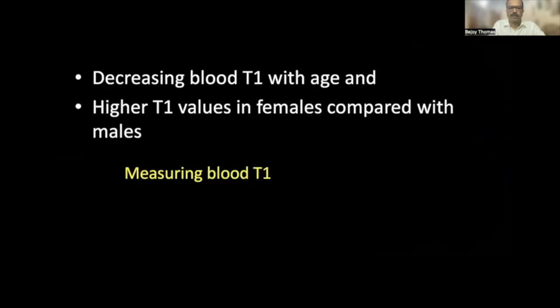So this is what is happening: decreasing blood T1 with age, and higher T1 values in females compared to males. All these measurements are very important. Measuring blood T1 is very important when you are running a research sequence. It's not really important when you are running a clinical sequence, except when there is a drastic reduction of T1, like in gadolinium injection, where you can have a complete loss of signal.